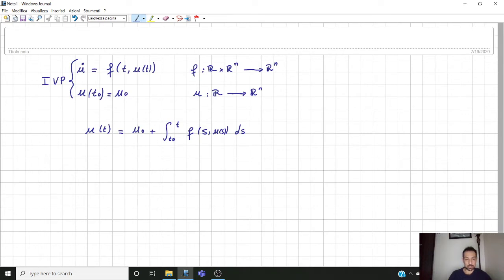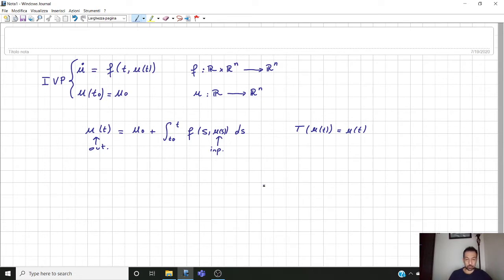Now our goal is to find the solution u of t, and we can see this in terms of a fixed point problem, in which we have T of u of t equal to u of t. So we can think of the u inside T as our input, and the u on the left-hand side as our output. Okay, so this is our input, this is our output. So we can see this as a fixed point problem: T of u equal to u.